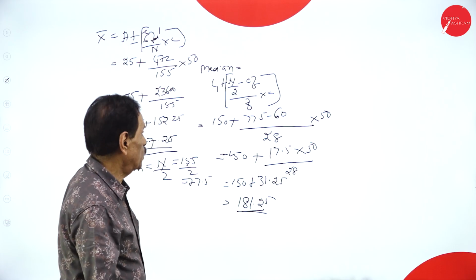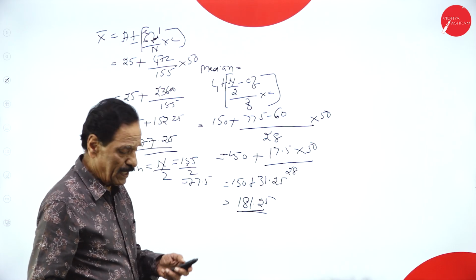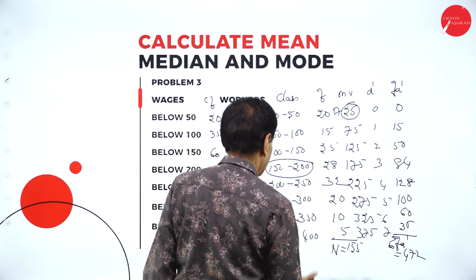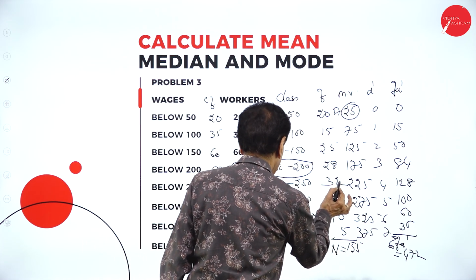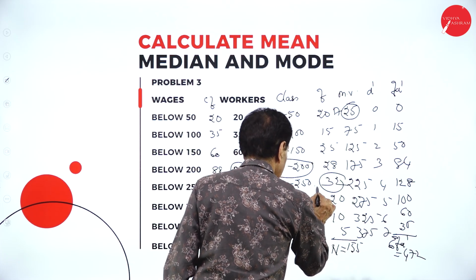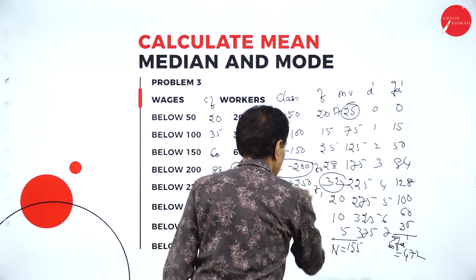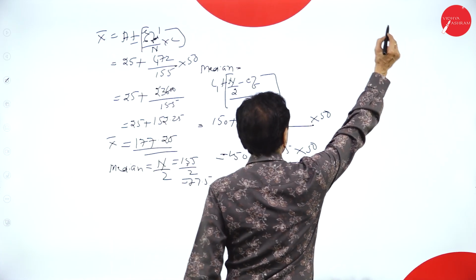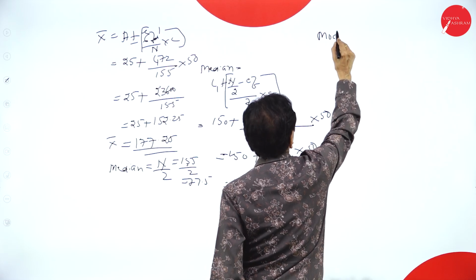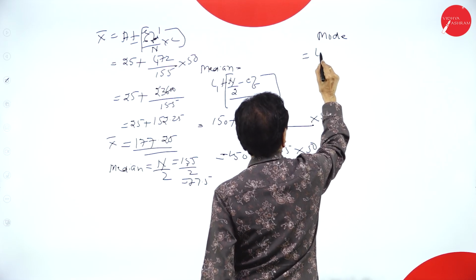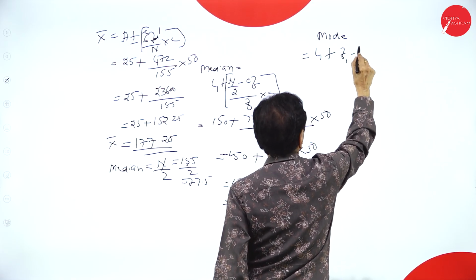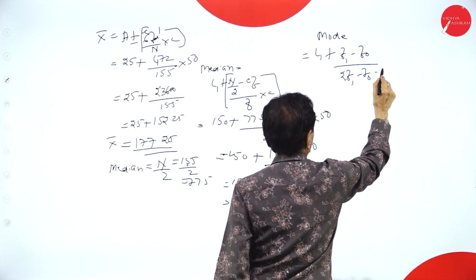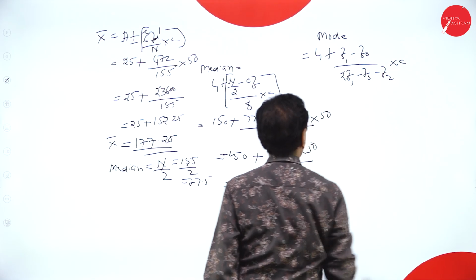Now, the last one, mode. Mode lies in highest frequency. Come back here. Mode lies in highest frequency. Your highest frequency is 32. This is F1. This is F0. This is F2. So, we'll apply. Mode is equal to L1 plus F1 minus F0 over 2 F1 minus F0 minus F2 into C.